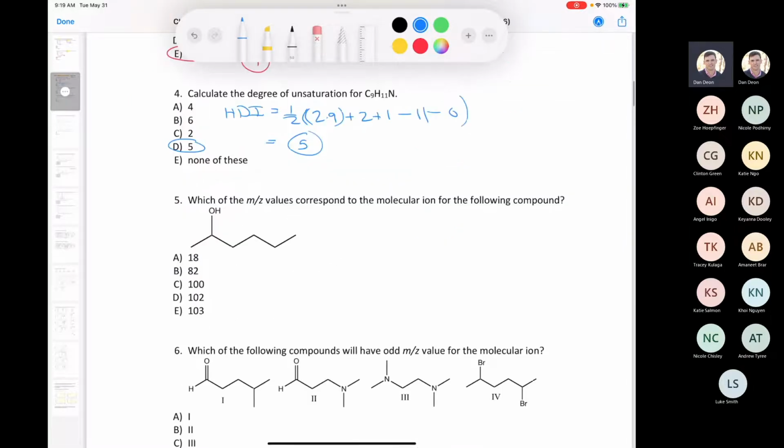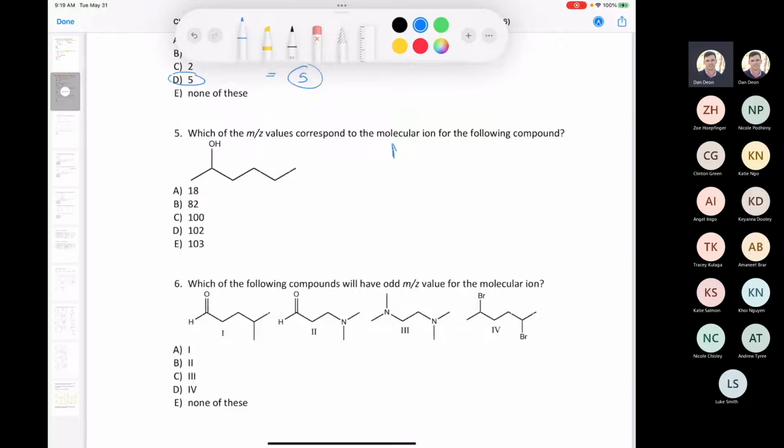Okay, which of the mass over charge values corresponds to the molecular ion for the following compound? First, let's figure out what the formula is. We have 1, 2, 3, 4, 5, 6 carbons, so C6. There's no units of unsaturation, so 2n plus 2 gives us 14 hydrogens, and we have 1 oxygen. Remember, we deal with low resolution mass spectrometry in organic chemistry 1. So for the mass, we have 6 times 12 plus 14 times 1 plus 1 times 16 for the mass of the oxygen. When you tally all that up, you end up with 102.